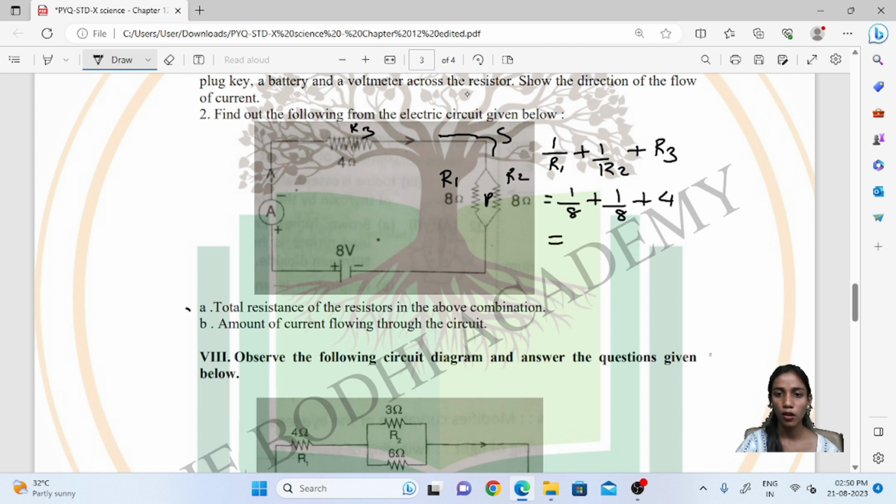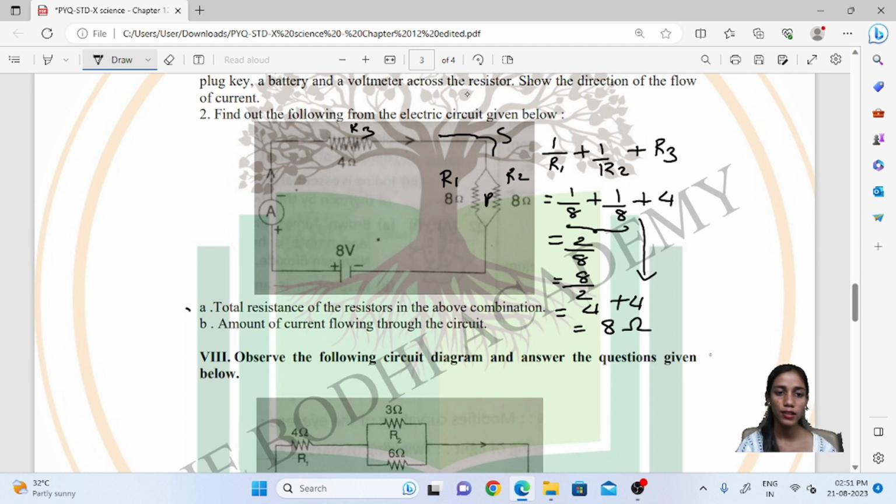Okay, so now first let's solve this part. The denominator is common, so this will be 2 upon 8, and further it will be 8 upon 2, which will be 4, and this plus will get down. So 4 plus 4, the answer is 8. Yes, 8 ohms. So the total resistance in the circuit is 8 ohms.